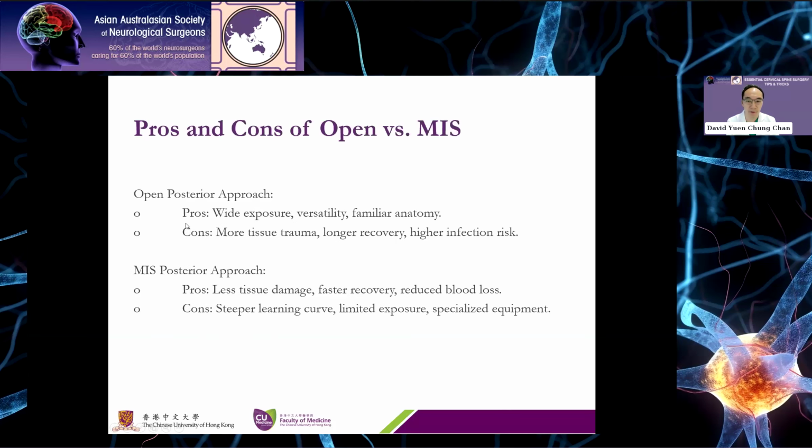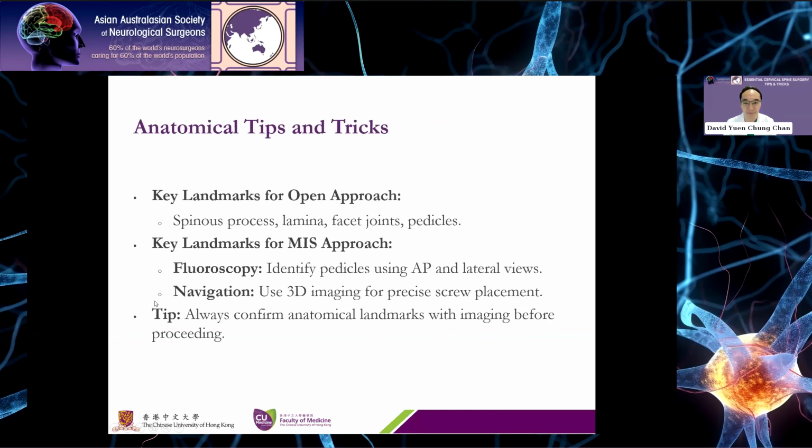So with an open posterior approach, it allows wide exposure and it's very versatile, but potentially more tissue trauma and potentially longer recovery. Whereas for MIS approach, you can achieve more with potentially smaller wound, less tissue damage and less blood loss. But the con is it's a steeper learning curve and potentially limited exposure and also risk of inadequate decompression requiring reoperation. And the risk is particularly higher for cervical spine in contrast to a lumbar spine.